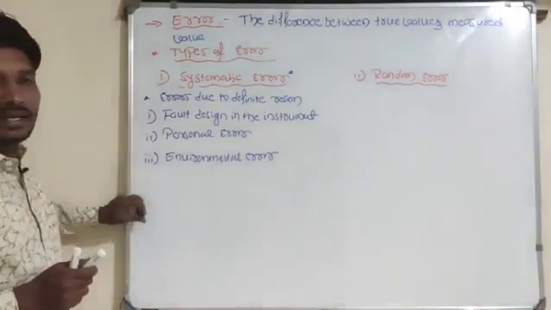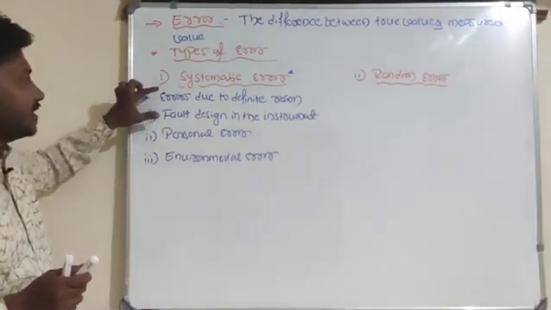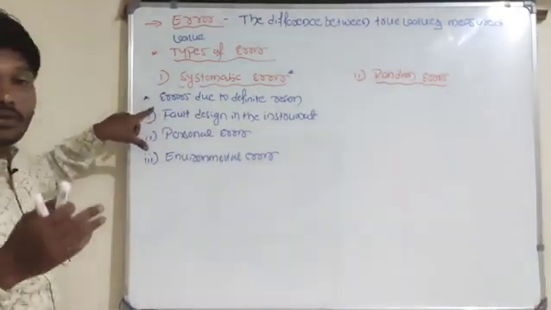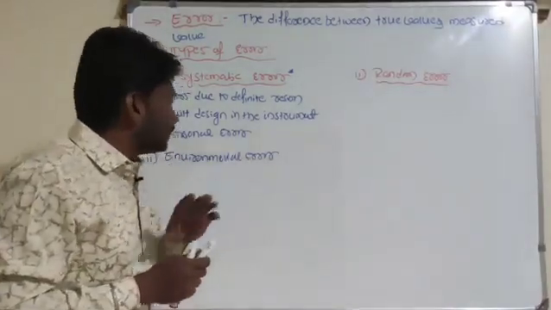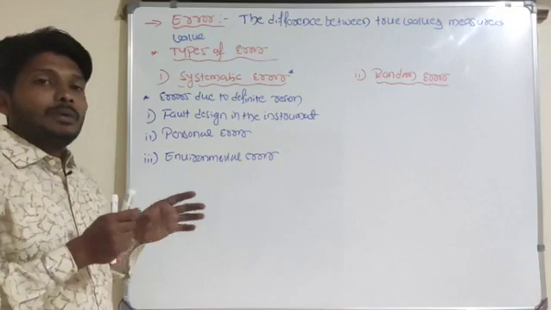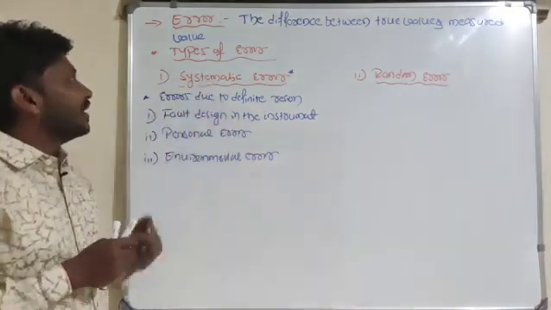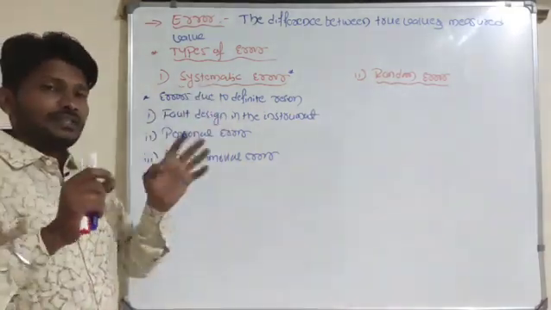So these all belong to systematic errors here. We know the definite reason for these errors: because of the faulty design of the instrument, because of our negligence, because of the environmental changes. Because of these things we will get certain kind of error. So that belongs to systematic error.